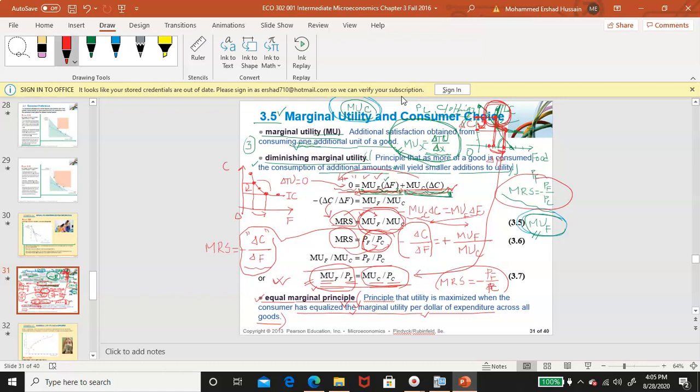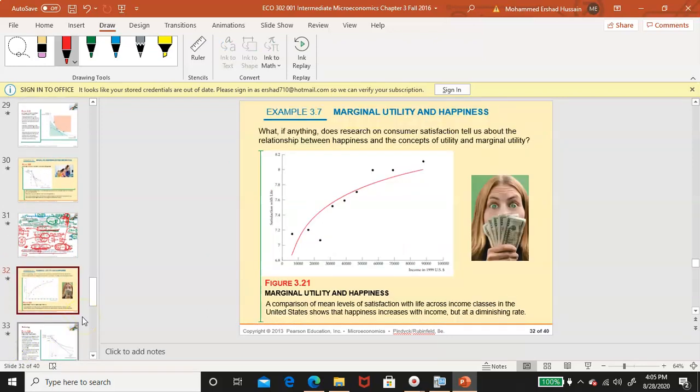This again is another way of representing this tangency between the highest attainable indifference curve and this budget line, right? And we know that at the tangent point these two slopes are equal to one another. So that was one condition, but this same condition you can represent in another way, in this way, right? Okay. So let us see what is going on.